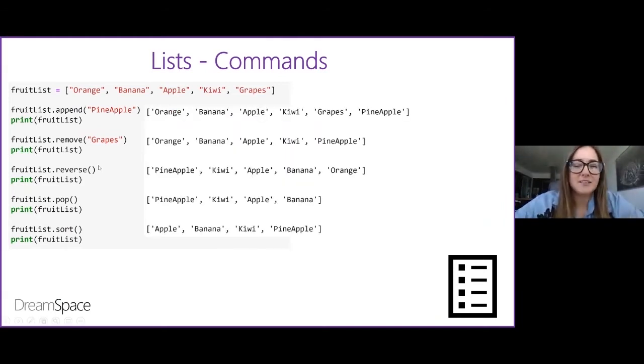So we can even see the answers here. So again, with append, we see that we added the pineapple. Remove, we removed the grapes. Reverse, everything's just backwards. Pop, we got rid of the last item, which was actually orange because we had reversed our list. And then sorted here, I think it's after sorting it in alphabetical order. That looks right, yeah. So yeah, A, B, then K, then P, yeah.